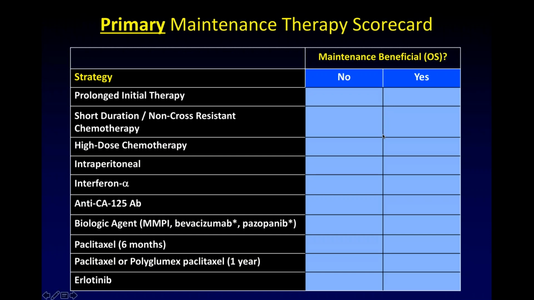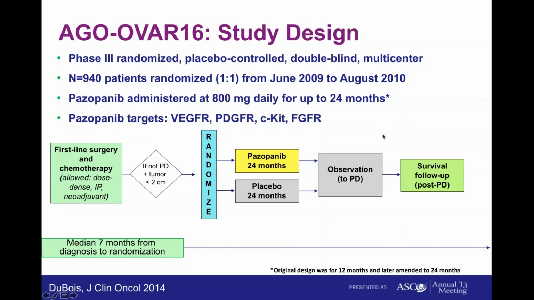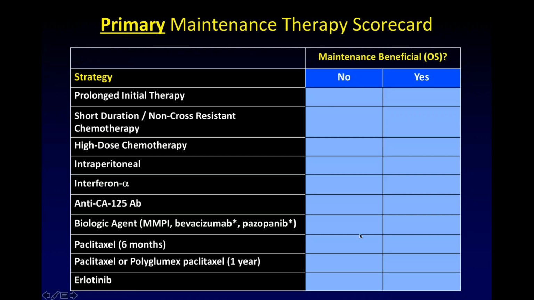We looked at paclitaxel given in 2 special formulations for 6 months or a year, and we looked at growth factors such as erlotinib, which are drugs that actually do work in other disease types, but when we looked at them in ovarian cancer, we didn't show any benefit. So none of these therapies actually turned out to be beneficial in terms of overall survival.